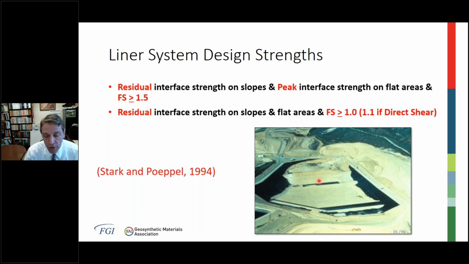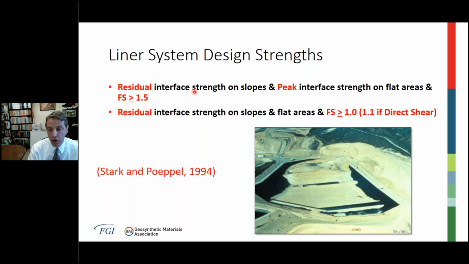So why does a residual interface strength have to be applied on the side slope? During construction, the geosynthetics have some creep, downslope creep. As waste is placed, that induces shear stresses within the liner system, also creating some shear displacements. As the waste settles after placement, more shear displacements occur. And so from an inverse analysis of failures of lined geosynthetic slopes, we found that a residual interface strength should be applied on the side slopes and a peak on the flat areas. And this mainly comes from the 1994 paper that focused on the Kettleman Hills case. But there have been subsequent cases that have verified this as well as numerical analyses.